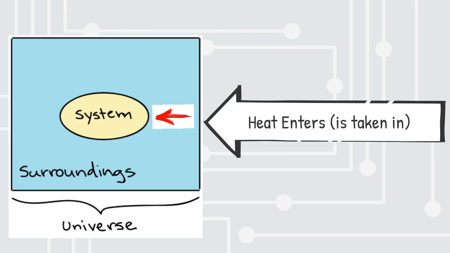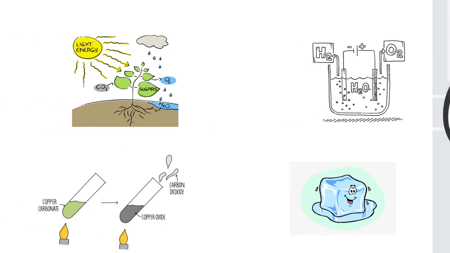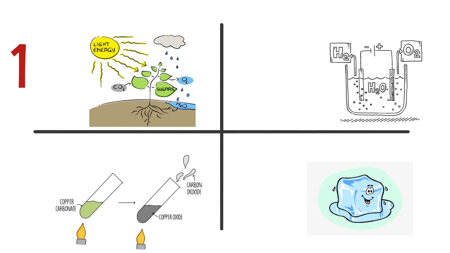Now let's move to the second case, where the system is absorbing heat energy. Energy enters the system and is taken in. As a result, we will notice that in all endothermic reactions or processes, the temperature of the surrounding drops. These are some famous examples of endothermic reactions or processes.